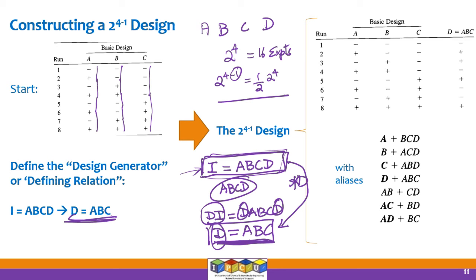So the column of D now will be equal to ABC. So A, B, and C are negative in the first experiment. Therefore, D is set to negative, which means low value for D.